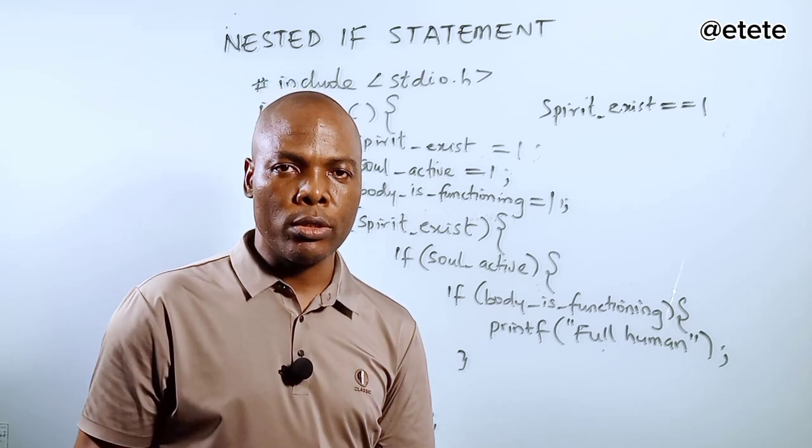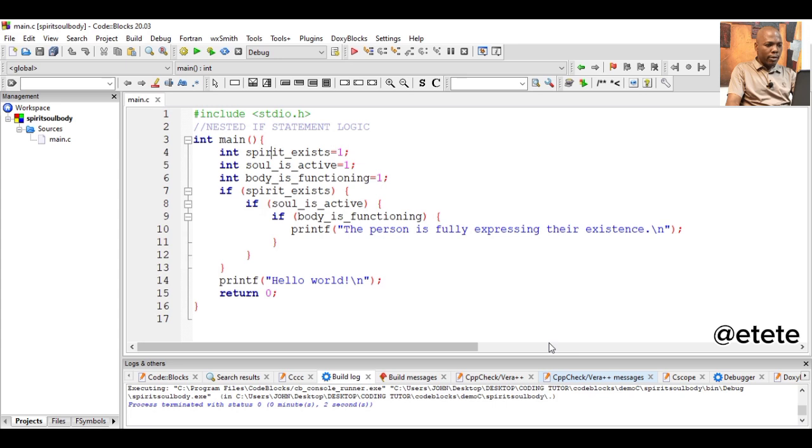So let's go to code blocks. Okay, so this is our code block for nested if statement. As it is our custom, I have written the program so that this class will not be too long. So this is our nested if statement. Now I created 3 variables in the integer realm, and I assigned value 1, 1, 1 to them. And then this is the if.